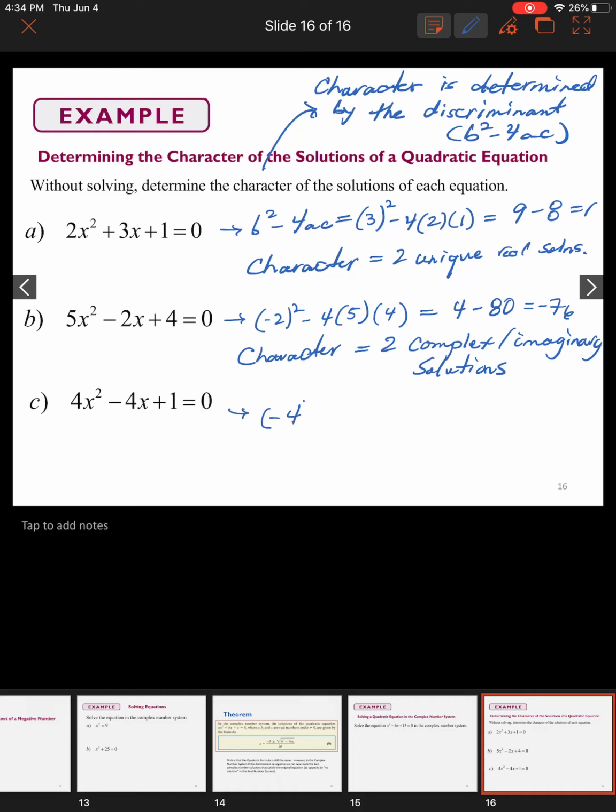And for the final example of the day, we have 16 minus 16. My discriminant equals 0. So my character is, if you say my discriminant equals 0, so my character is one unique solution, you are on it. All right, that's 1.3, complex numbers and the quadratic formula.